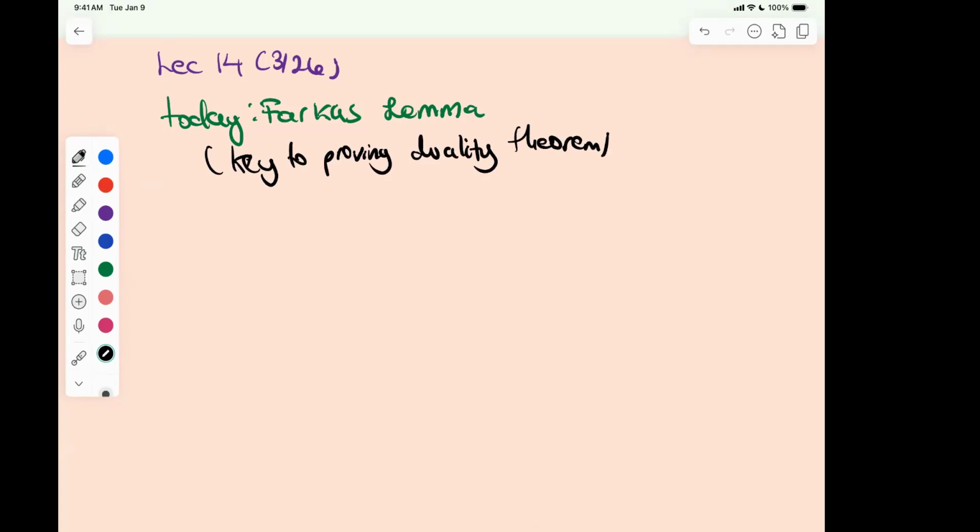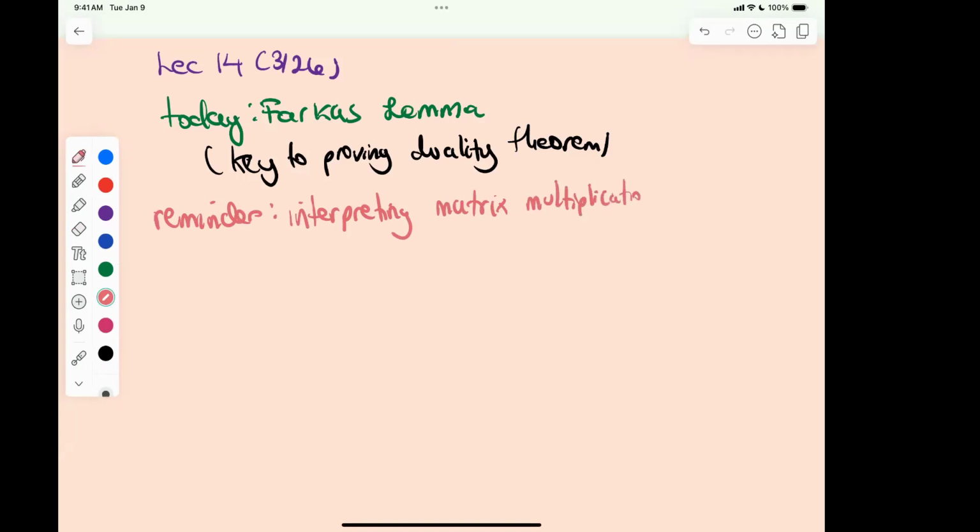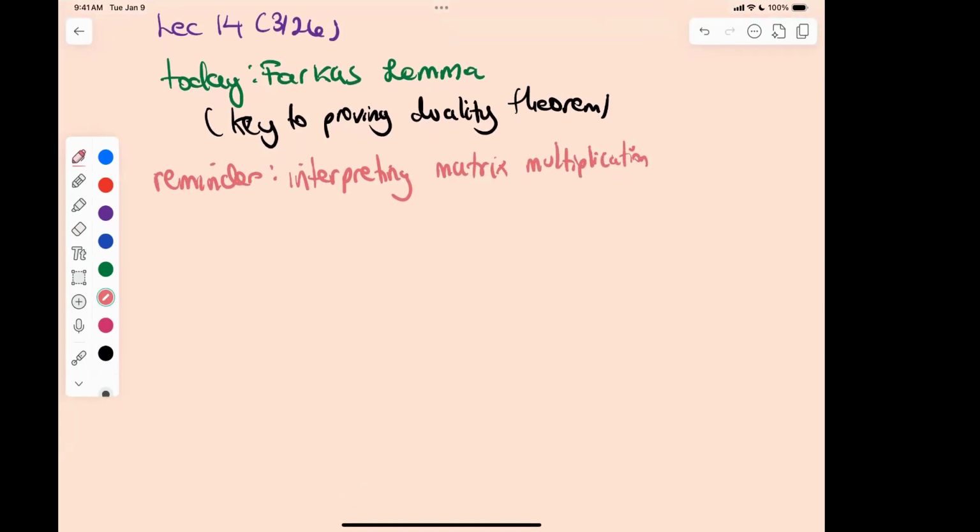Okay, so before telling you what it says, I do have to remind you of how to think about matrix multiplication, because I don't think we have talked about this before. You would have discussed this in linear algebra, so just a quick reminder of how to interpret matrix multiplication. I'll do a baby example, and then write in general how this is supposed to work.